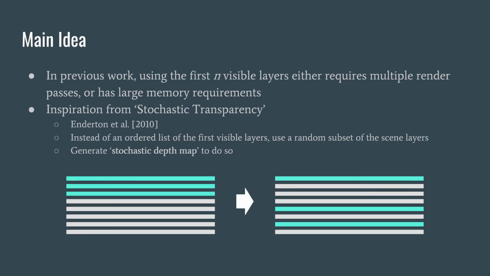The second previous work actually has some problem. Using the first n visible layers either requires multiple render passes or has large memory requirements. Therefore, it's not suitable for real-time ambient occlusion. And here is how the third one contributed to this work. What if we don't use an ordered list of the layers, but instead use a random subset of the layers? And how will it make a difference? Here, the stochastic depth map is proposed as a key element for this method.